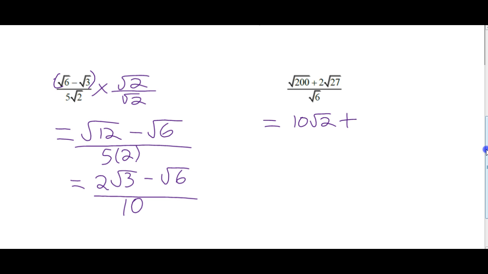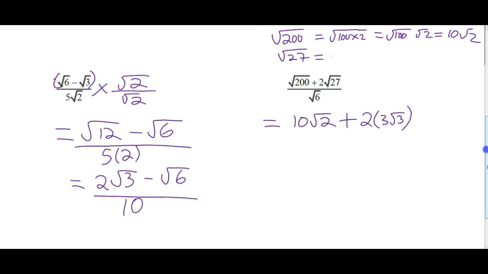What perfect square goes into 27? 9. So root 27 is 3 root 3, right? It's root 9, root 3, root of 9 times 3, which is root 9, root 3, which is 3 root 3. Okay? If you need to, you can be off on scrap paper here going root 200 is root of 100 times 2 is root 100 root 2 is 10 root 2. And root 27 is root of 9 times 3 is root 9 root 3, which is 3 root 3. Okay? And now you've got this one.